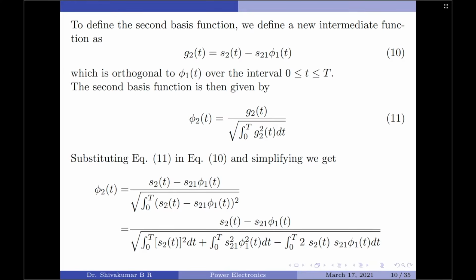Let us split this. This is in the form of a minus b square. So, this will be a square plus b square minus 2ab. Then we are going to simplify the denominator term. You can see we have integral 0 to capital T S2 square of t dt. This is the energy of signal S2. Then we have integral S21 square into phi 1 square of t dt. Since S21 is a coefficient, integration cannot be applied to that. So, we will have S21 square multiplied by integral 0 to capital T phi 1 square of t dt.